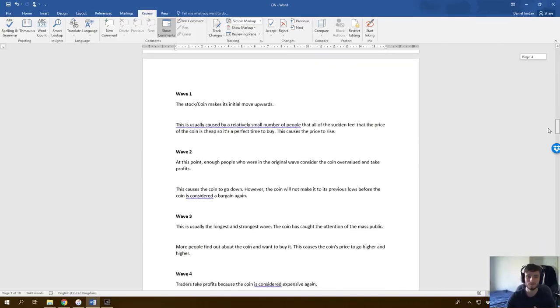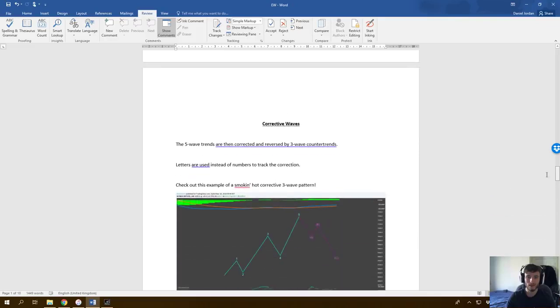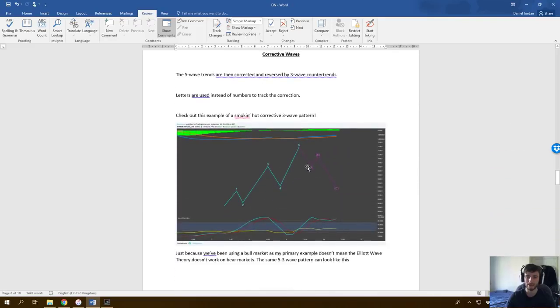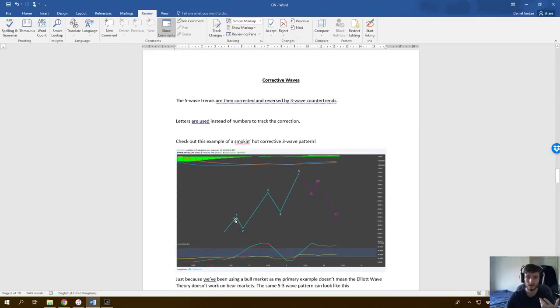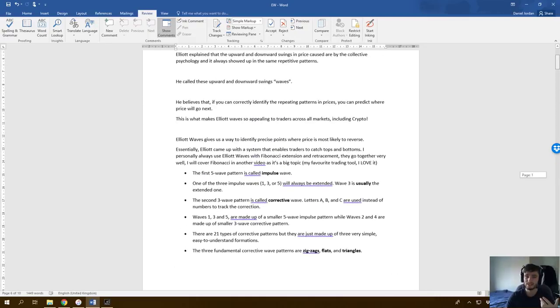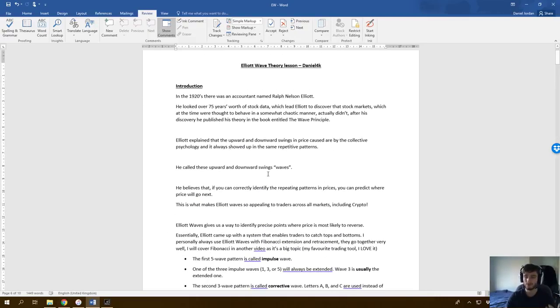Lesson number 2, I plan to cover the corrective waves, so the A, B, C corrections. We'll be going over the corrections. So lesson number 1, covering the impulse. Lesson number 2, covering the corrections. And lesson number 3 and maybe 4, if I don't manage to cover it all in time, will be examples, and I will be going over so many examples.